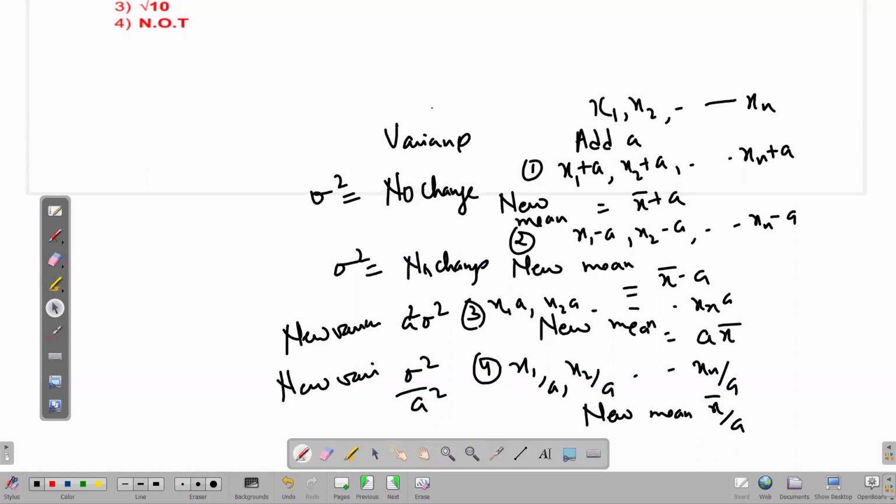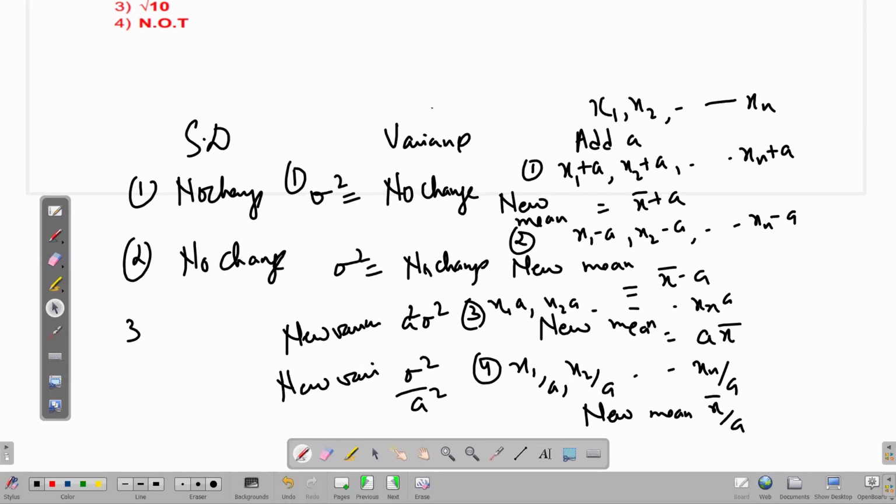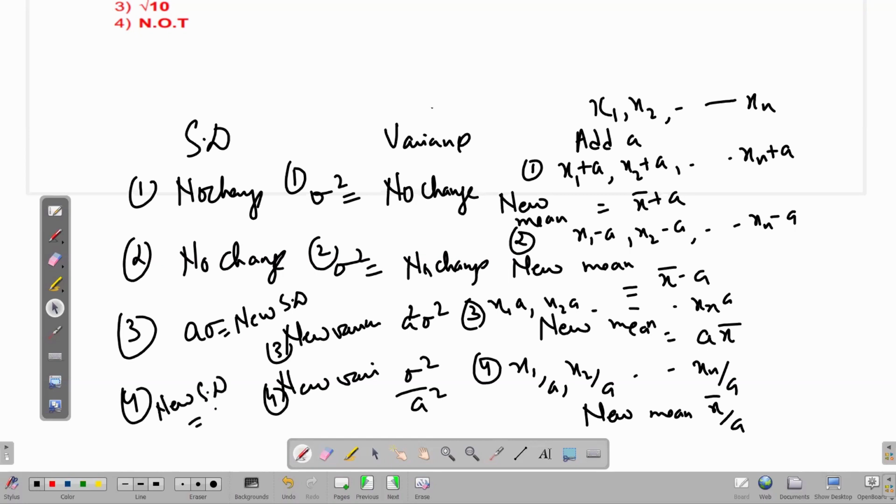And same for standard deviation. There will be no change in the first case, no change. When I add, no change, that is the second case. If I subtract, there will be no change. But if I multiply, then my new standard deviation will be a into sigma, because standard deviation is the square root of variance. So my new SD will be this. Same is for the fourth case, that if I divide each and every term by a, then my new SD in case of division will be sigma by a.